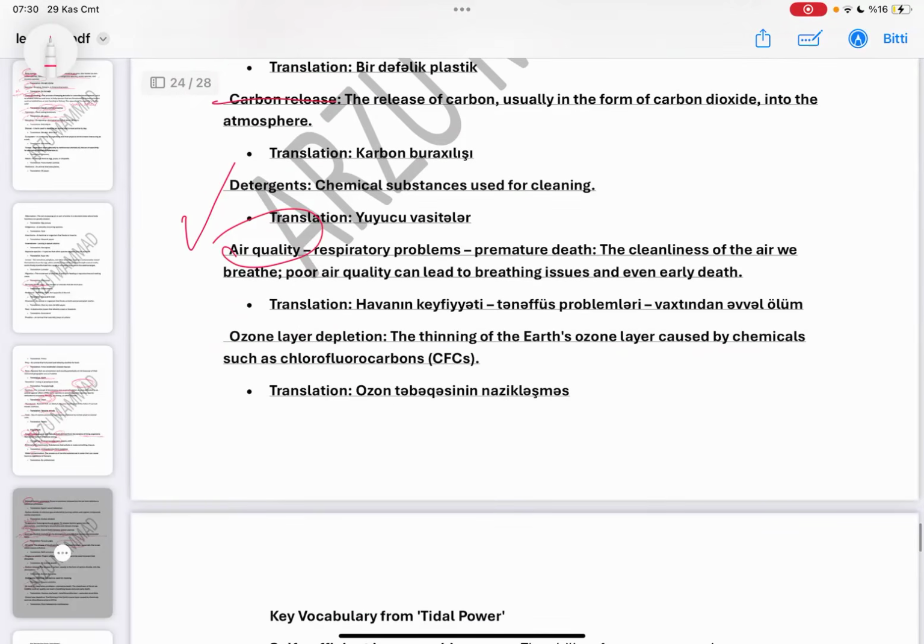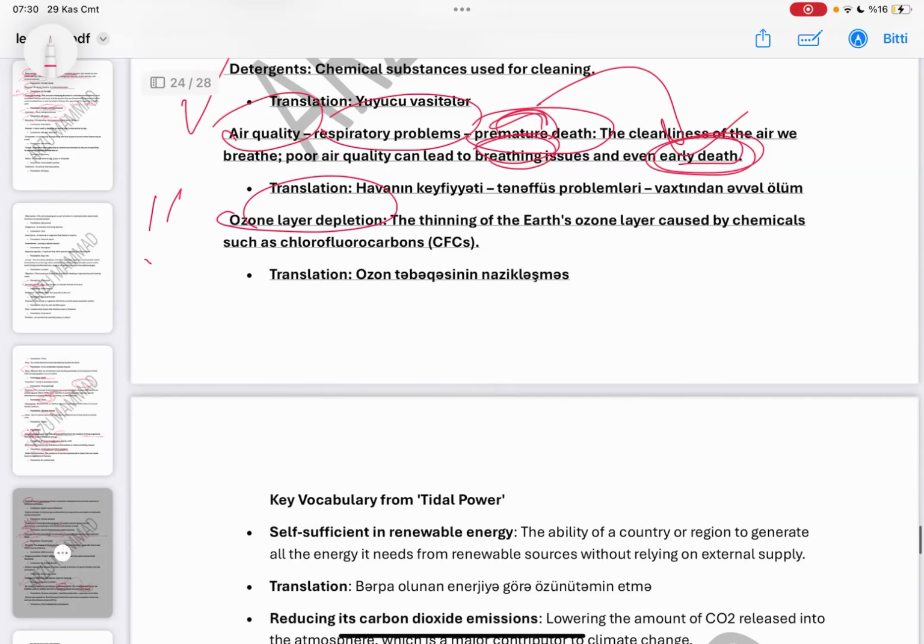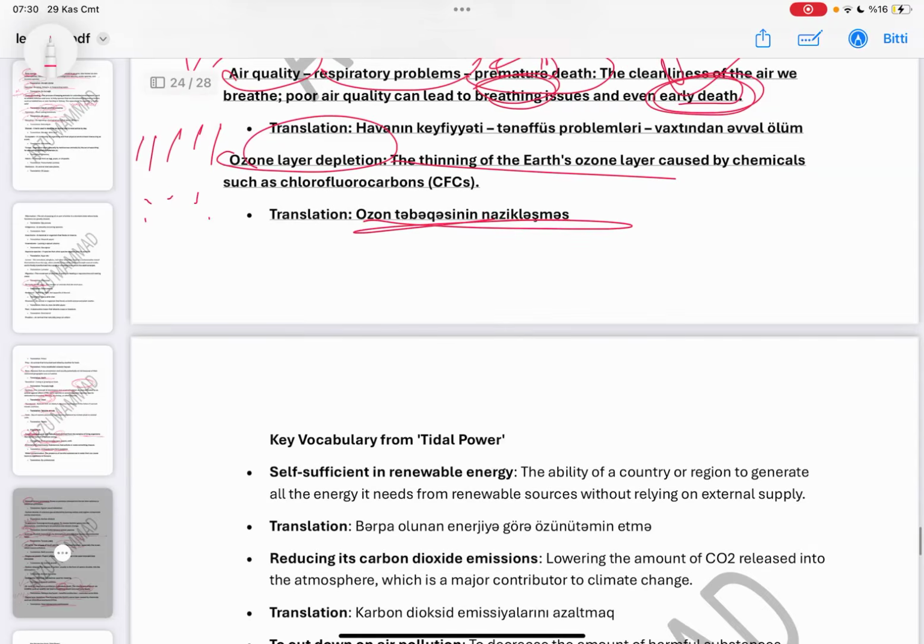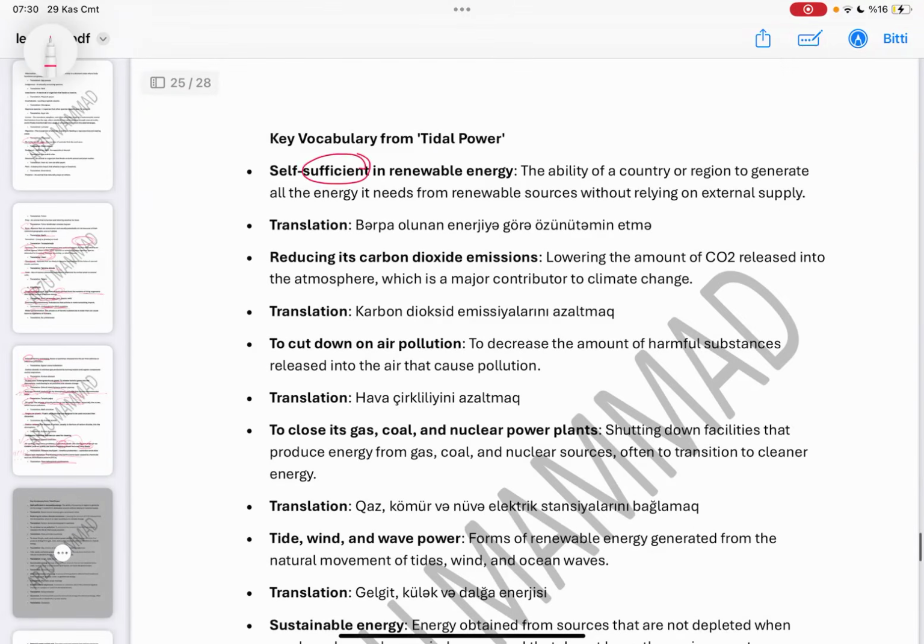Air quality, I think you know this one. Respiratory problems, like the problems relating to breathing, and premature death, like early death, they're synonyms of each other. Ozone layer depletion, very important for your essays as well. So the thinning of the ozone layer caused by chemicals. Sufficient. Sufficient is enough. Self-sufficient, it means, so let's say, my resources are enough for me, okay?